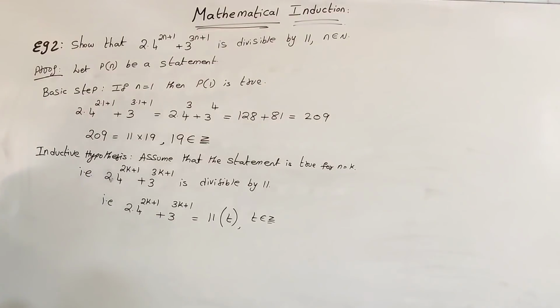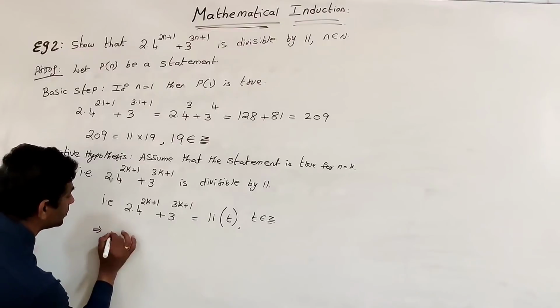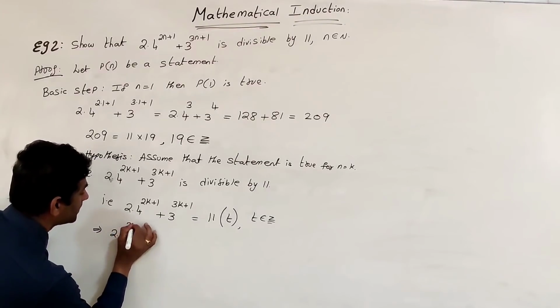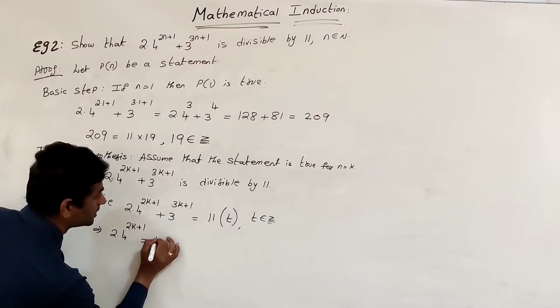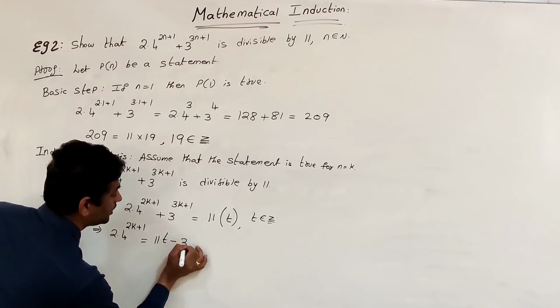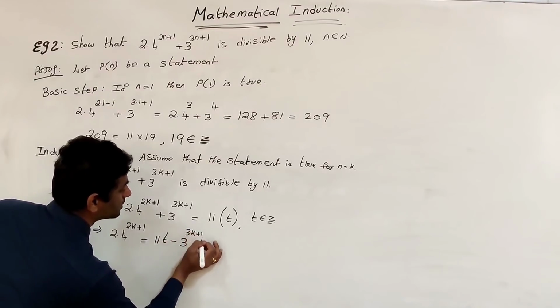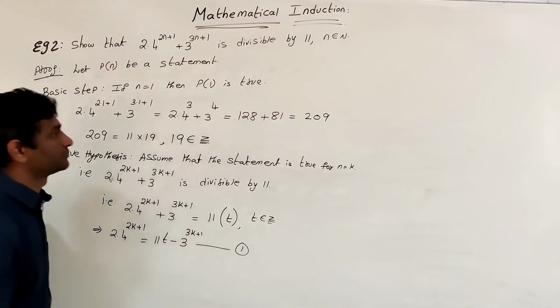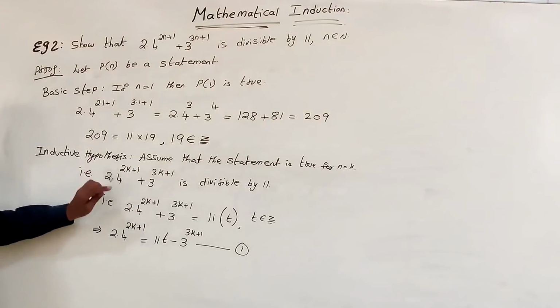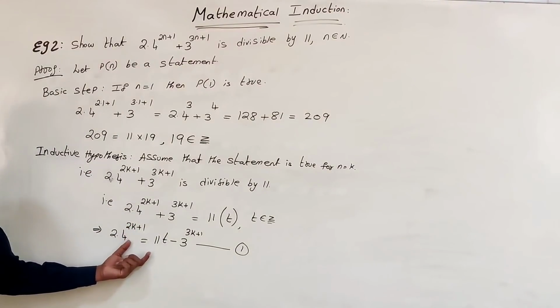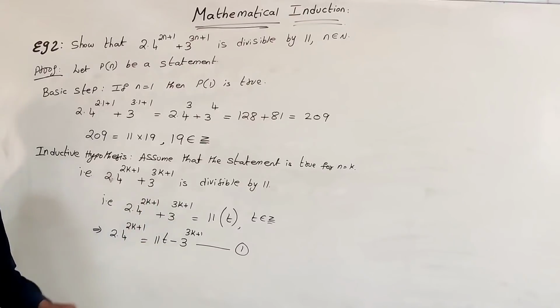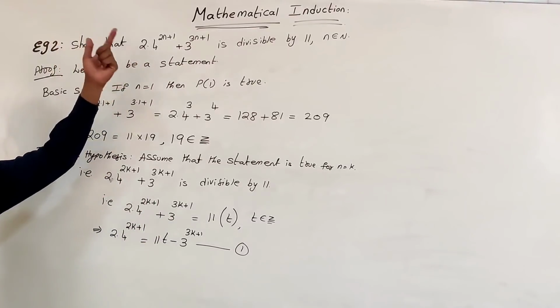From this, we can still simplify: 2 into 4 to the power of 2k plus 1 can be written as 11t minus 3 to the power of 3k plus 1. So that is the equation 1. So from the hypothesis only we have simplified. Now what is our next step is to prove that this statement is true for n is equal to k plus 1.